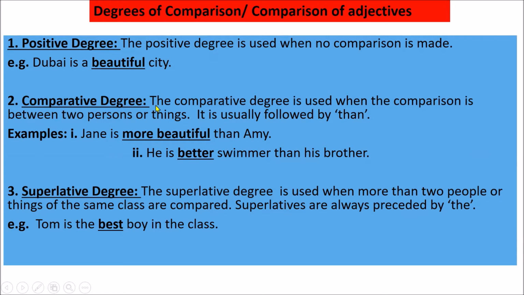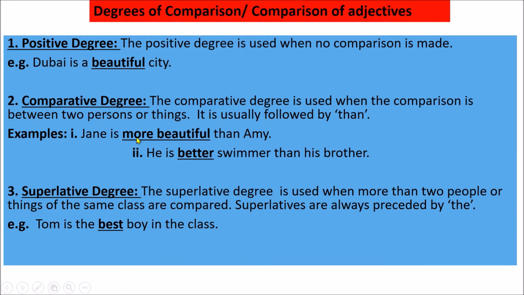Now come to the next one, comparative degree. The comparative degree is used when comparison is made, or when comparison is between two persons or two things or two places also you can say. It is usually followed by 'than'. So this is a keyword, you should focus on it. And when there are two people, two things or two places, and when we do comparison between them, in that case we use comparative degree.